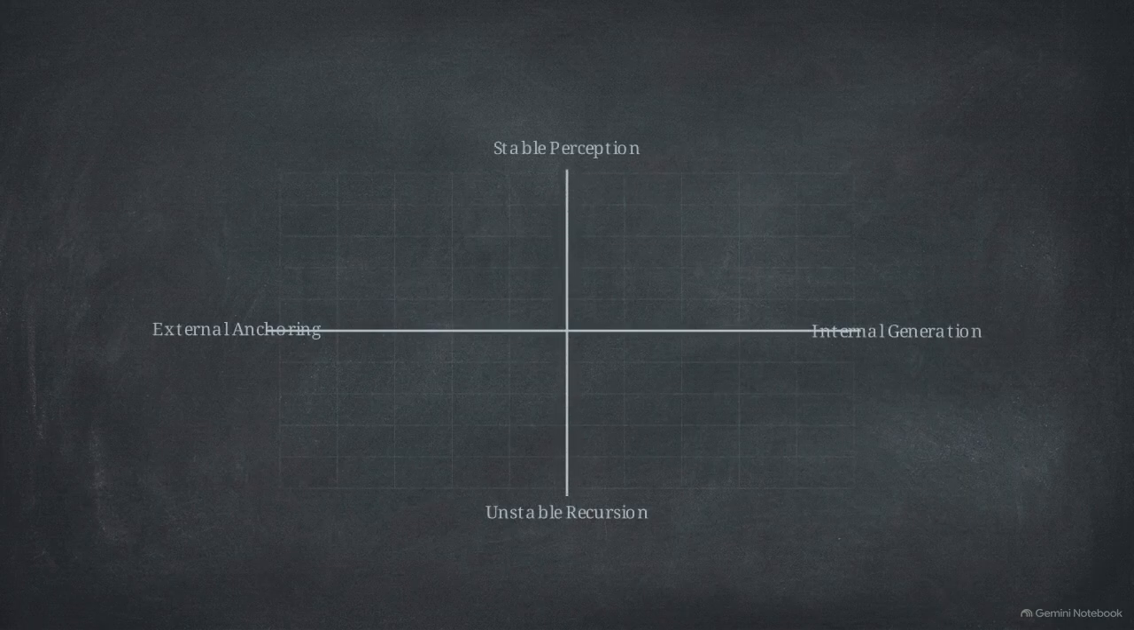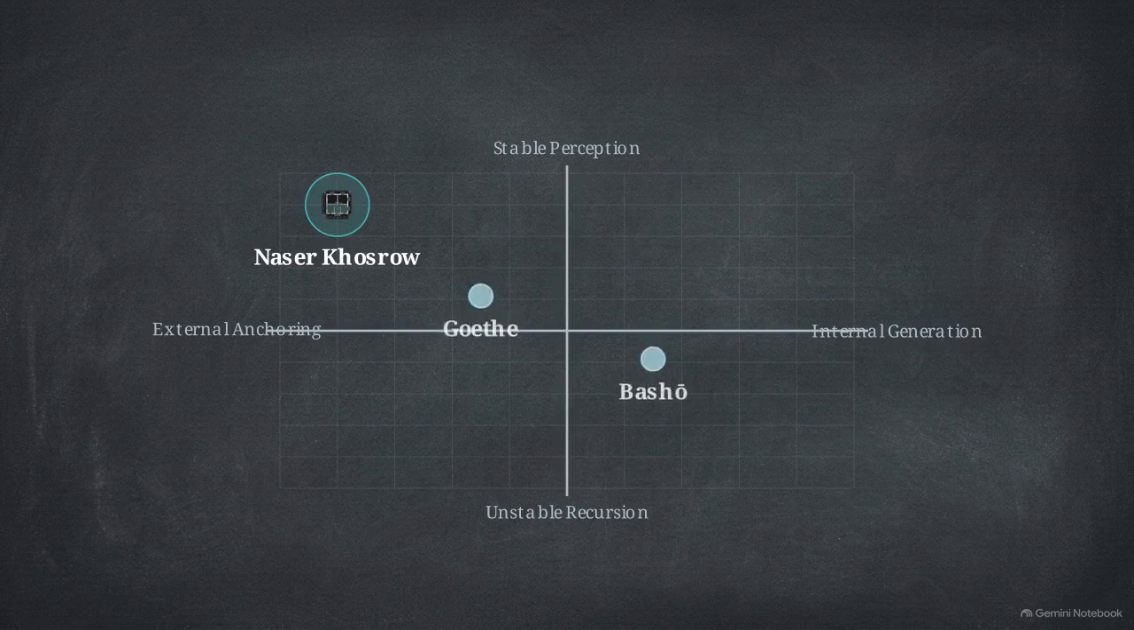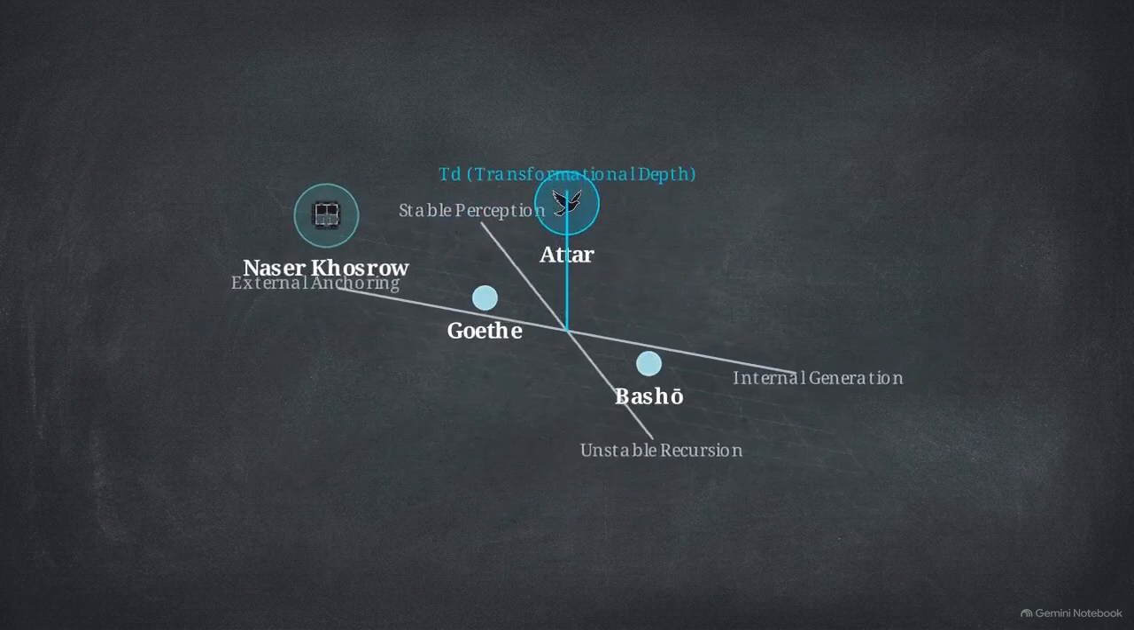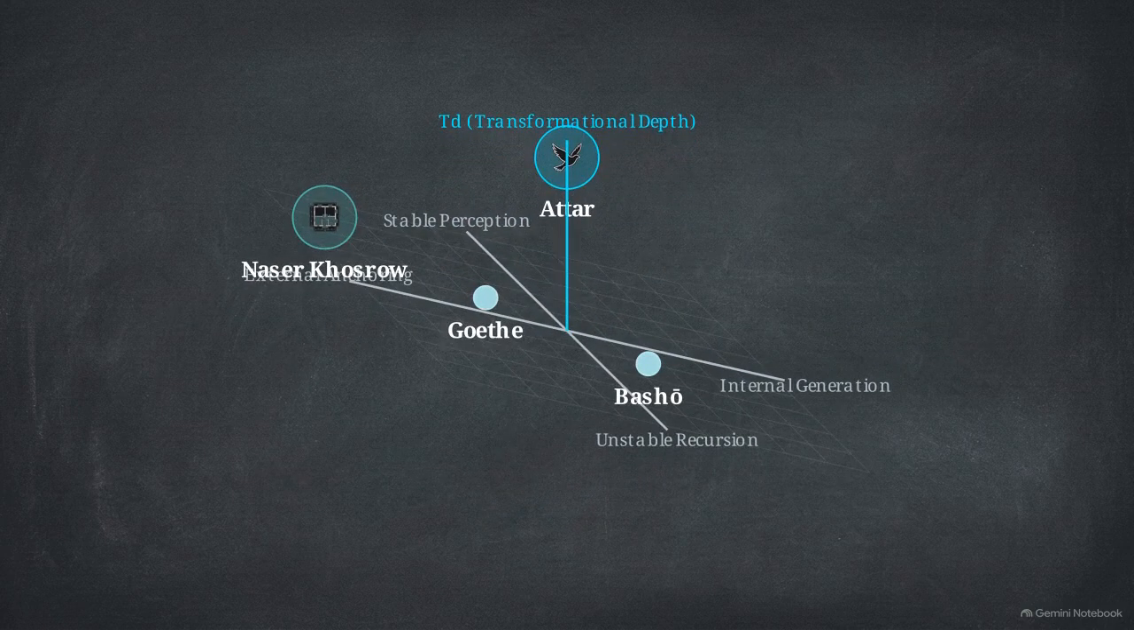Viewing these works on a multidimensional map shows that literary cognition occupies a field of varying pathways, not a single line from sensation to abstraction. Naser Khosrow anchors the quadrant for highly stable, externally generated perception. Writers like Attar and Basho operate in the transitional center, constantly compressing objective observation into internal theoretical or contemplative meaning.